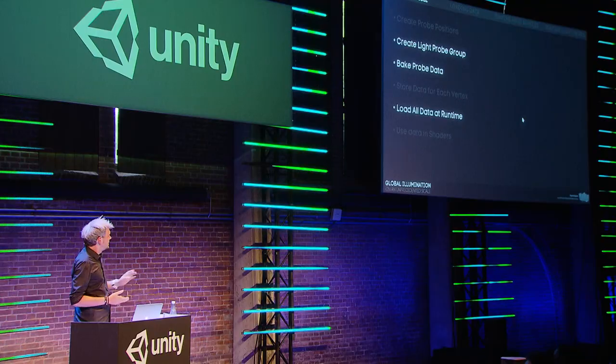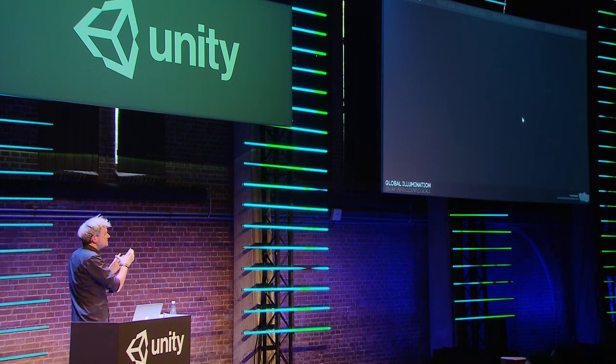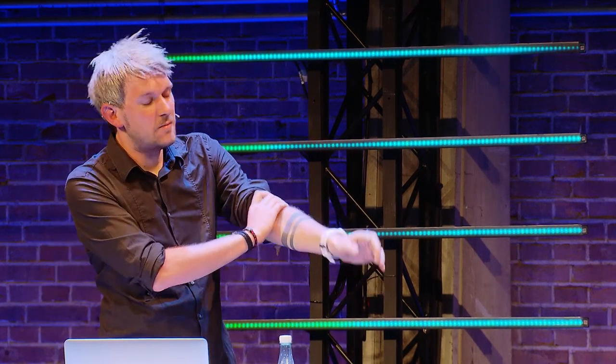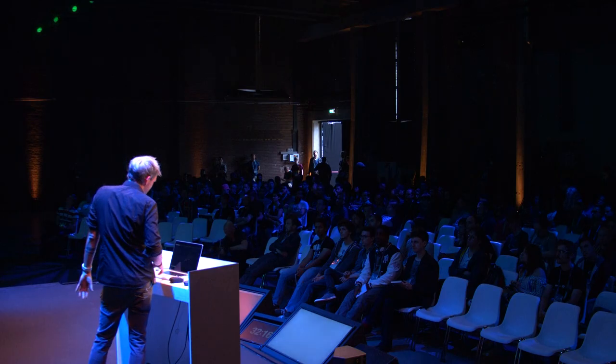Baking the probes is basically creating a light mapping solution, so we'll leave that for a minute. Creating the light probe group is awkward, but loading all data at runtime is basically trying to get the light probe group. If you knew the data for the light probes, that's fine. We can get that. How do we load it in at runtime? Before we were using asset bundles, but it's impossible to make asset bundles at runtime. That's another editor class. So what do we do?